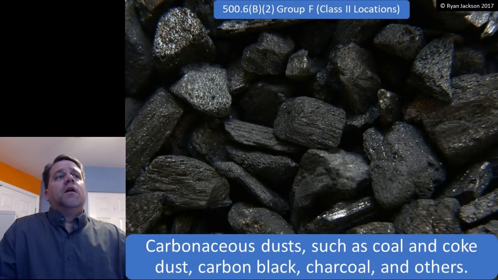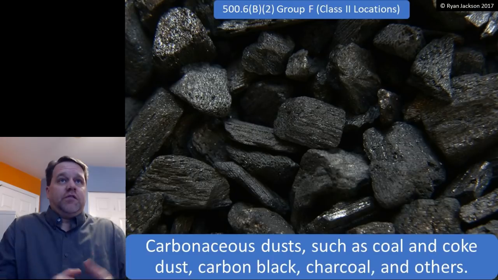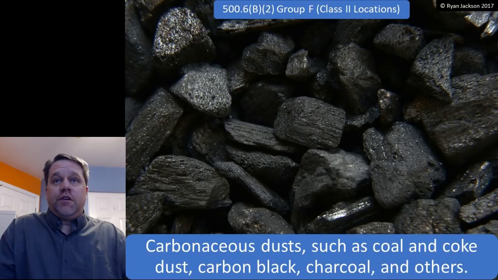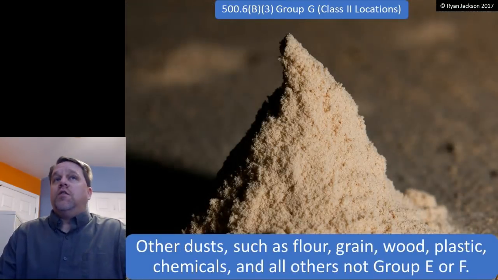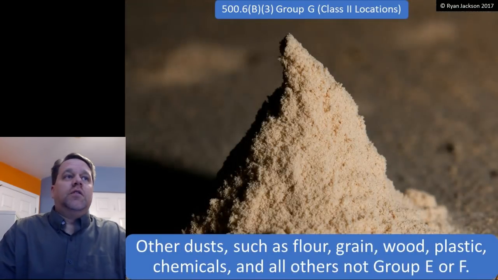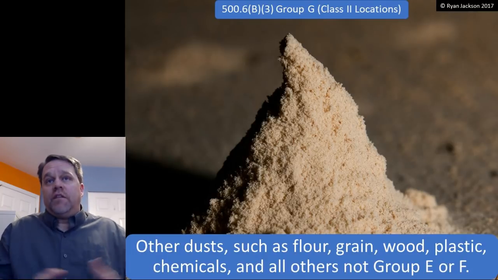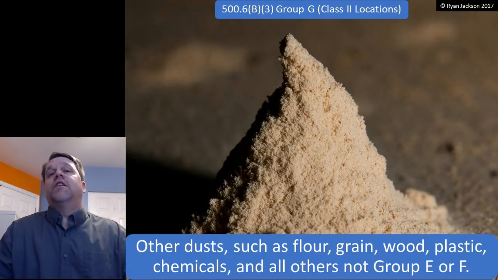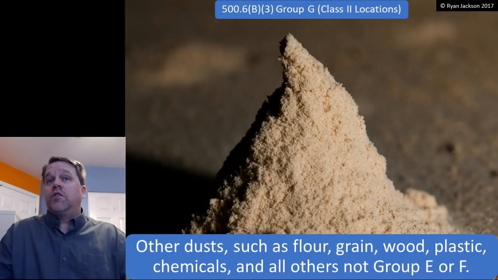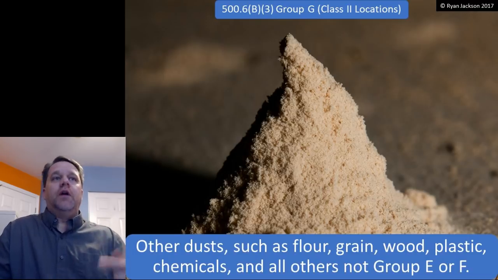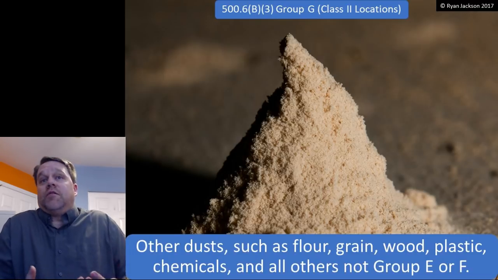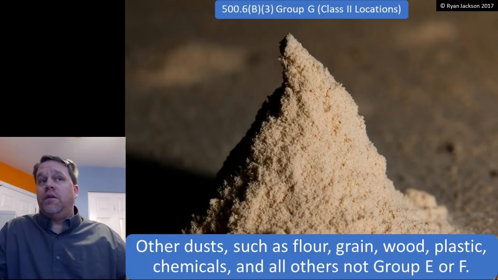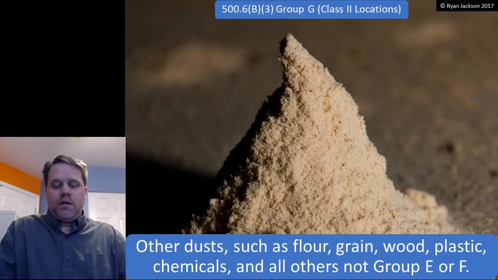Group F, that's your carbonaceous dust, so dusts from carbon-based materials such as coal and coke dust, carbon black, charcoal, and other carbonaceous materials. And then you have Group G for Class 2 locations, and that's everything else. Combustible dusts that are not metal and that are not carbon-based. So flour, grain, wood, plastic, chemicals, anything that's not Group E or F.